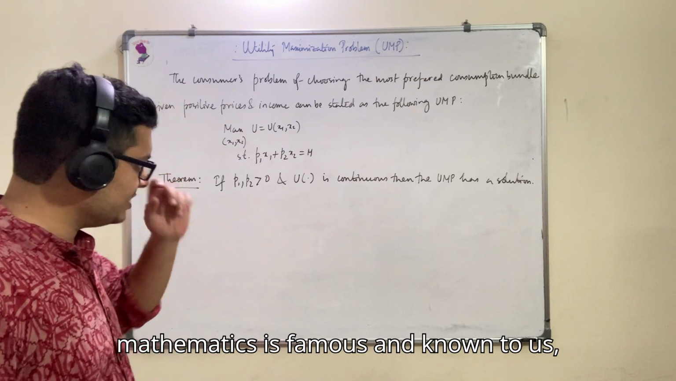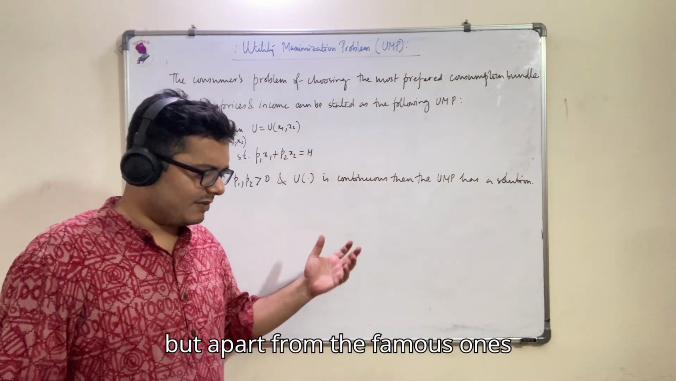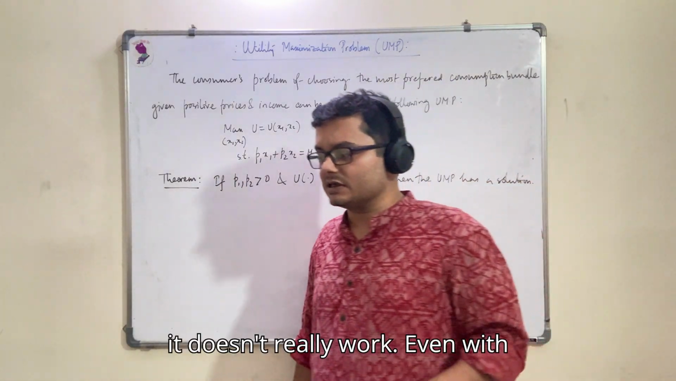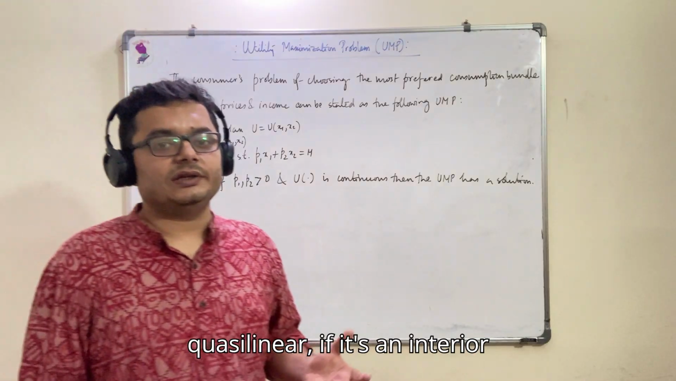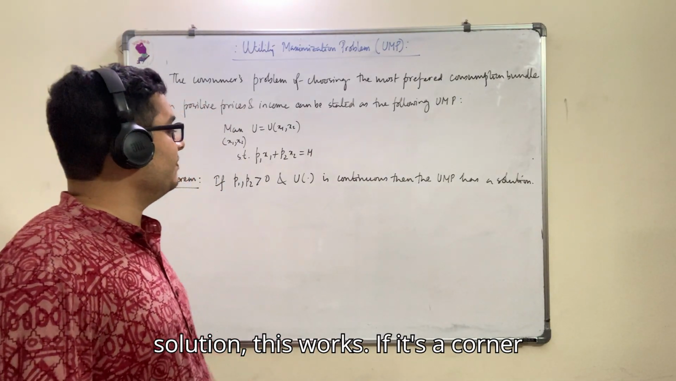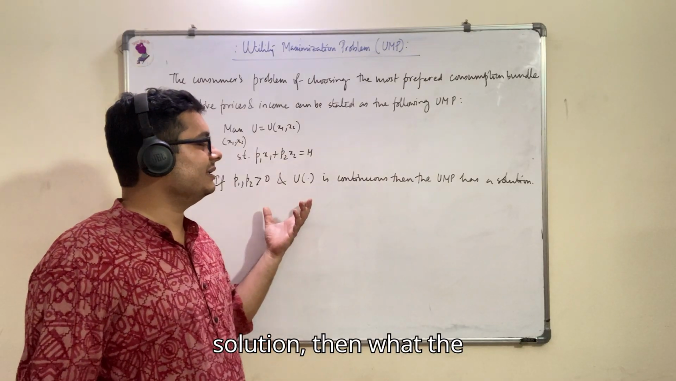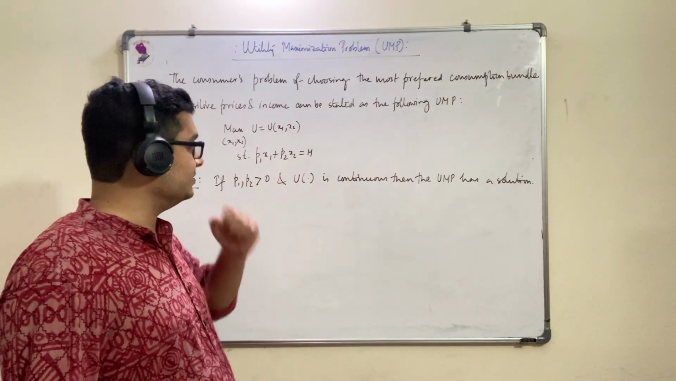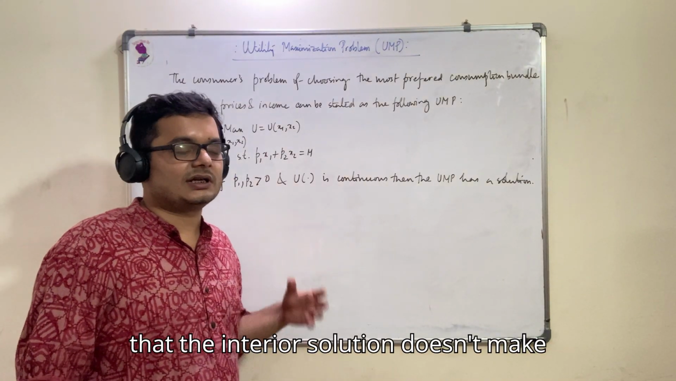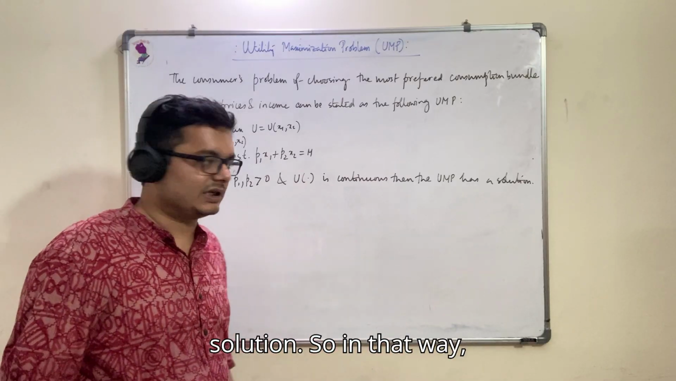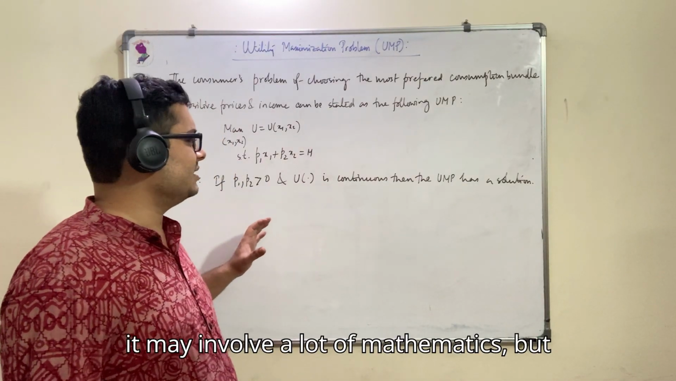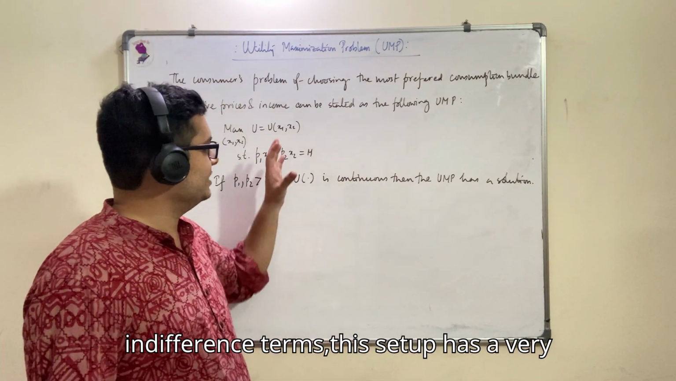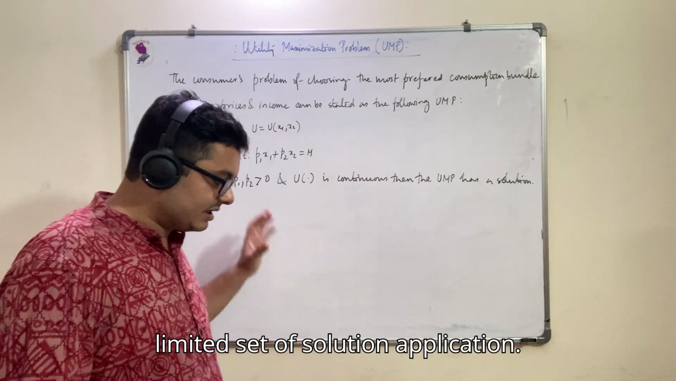Remember one thing, that the mathematics is famous and known to us, but apart from the 2 or 3 famous ones like Cobb-Douglas, CES, it doesn't really work. Even with quasi-linear, if it's an interior solution, this works. If it's a corner solution, then what the Lagrangian method helps us tell is that the interior solution doesn't make sense, so you should move to a corner solution. So in that way, it may involve a lot of mathematics, but when we refer to different types of indifference curves, this setup has a very limited set of solution application.